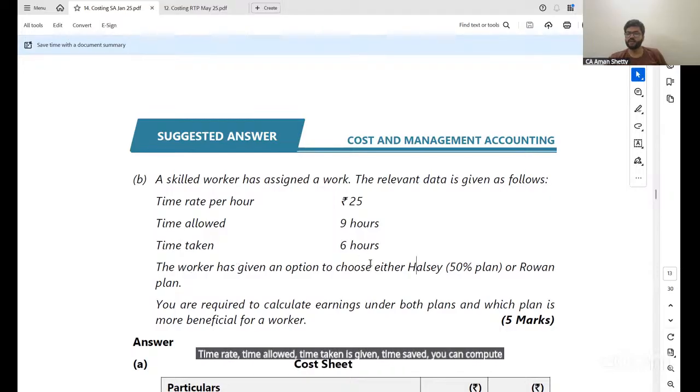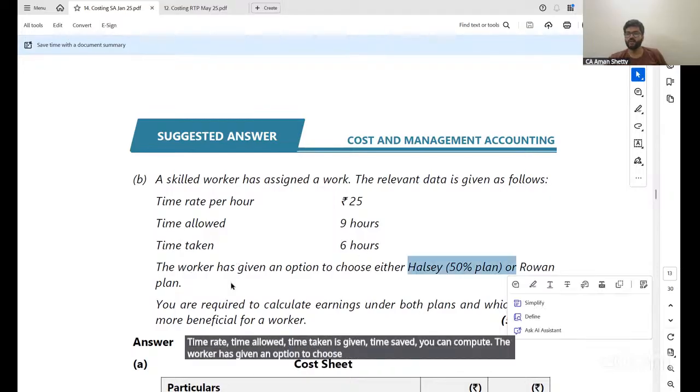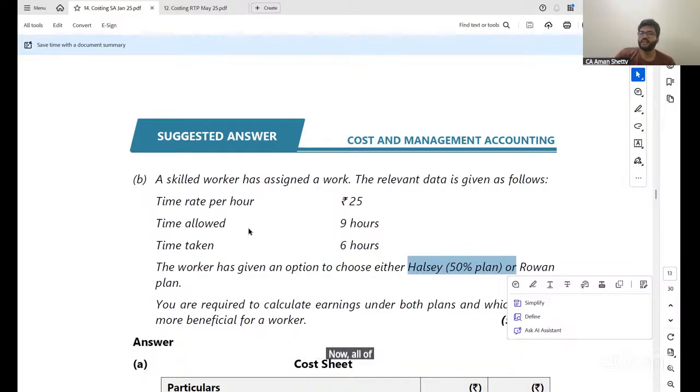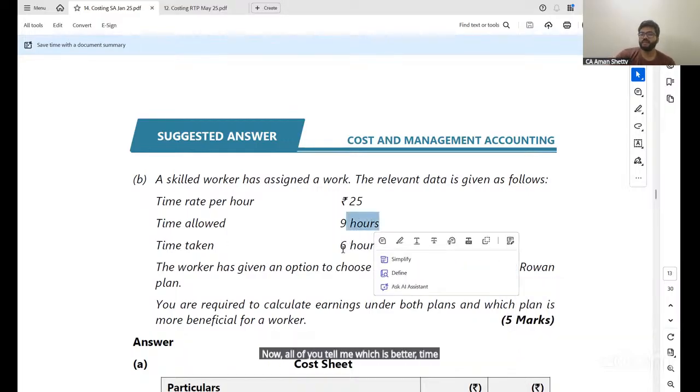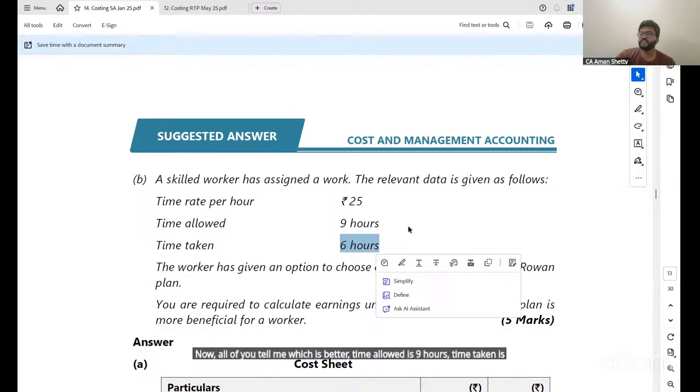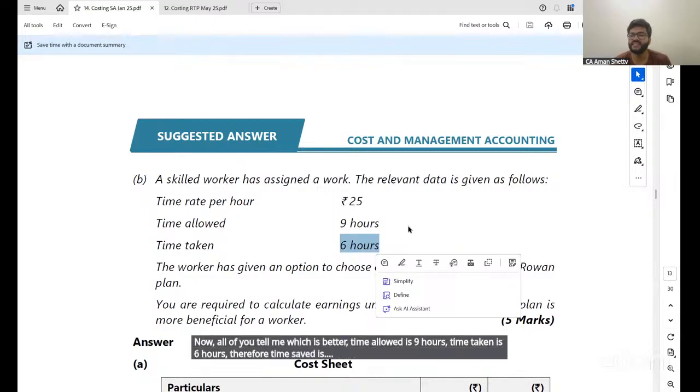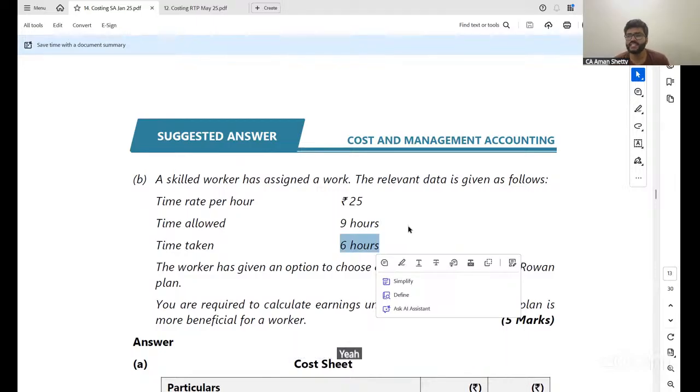The worker has been given an option to choose either the Halsey or Rowan plan. Now all of you tell me which is better. Time allowed is 9 hours. Time taken is 6 hours. Therefore time saved is 3 hours. Is time saved less than 50% or more than 50%? Less than 50%. Which will be better? Rowan. We know the direct answer.